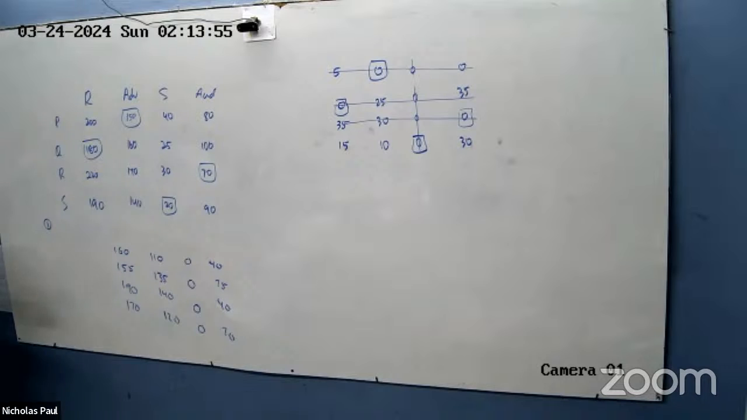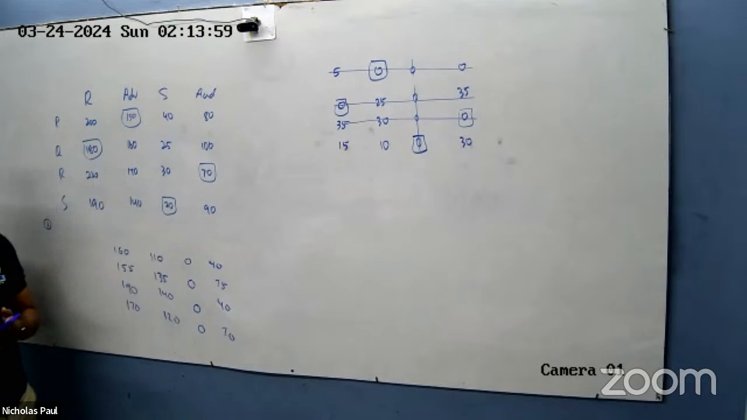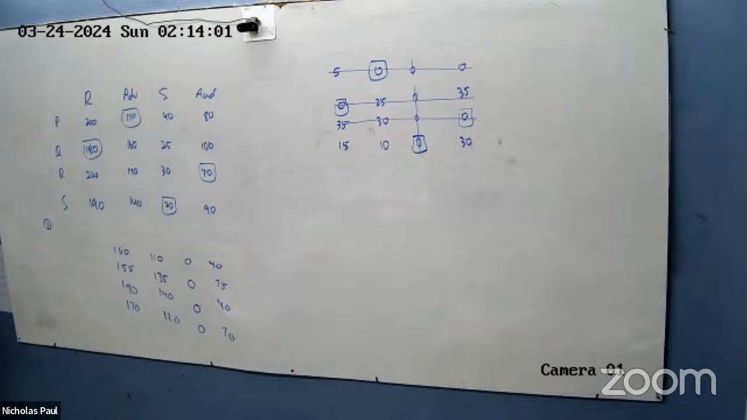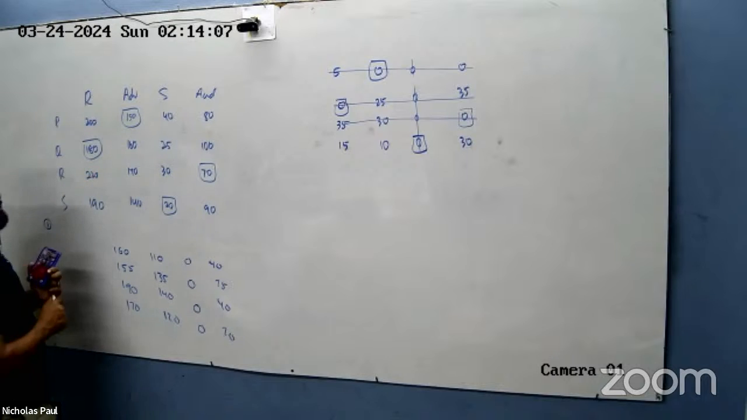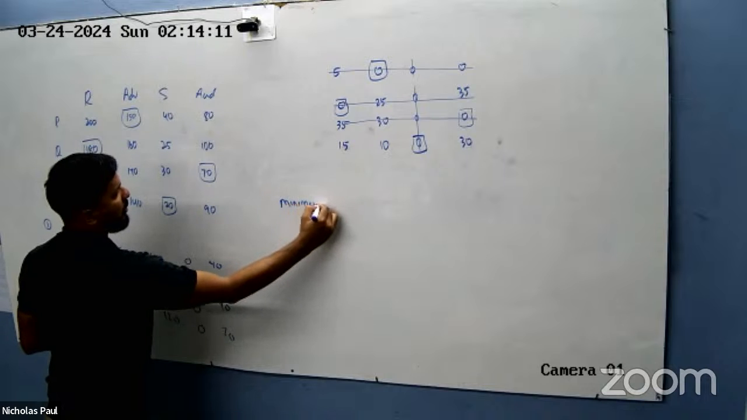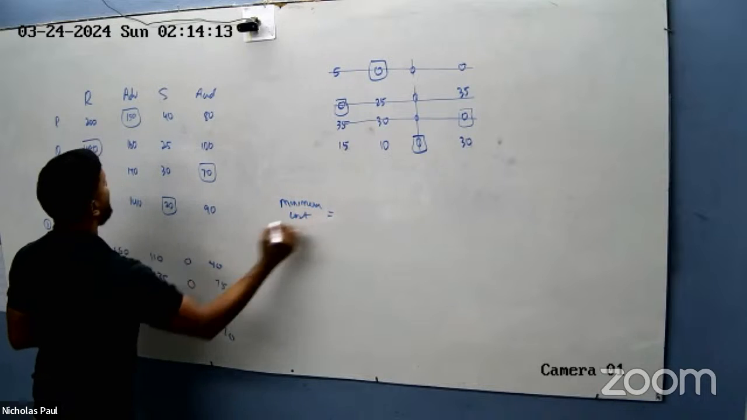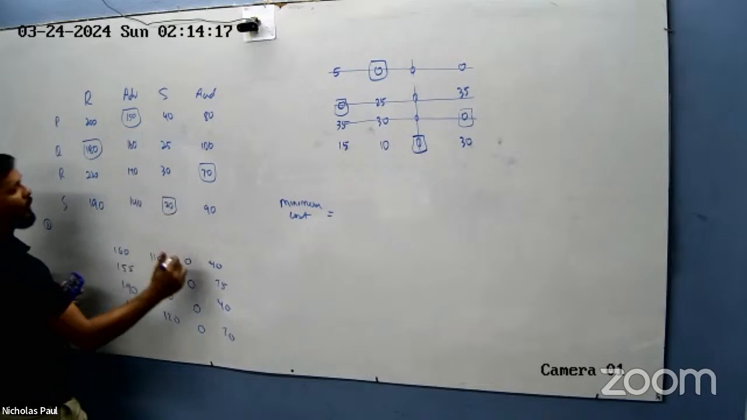Yeah. Right, so P is to here, Q is to here, R is to here, and S is to here, right? Minimum cost. So you're going to add it up, right? Add up the minimum cost. Minimum cost, we add it up, how much again? 420. Nice.